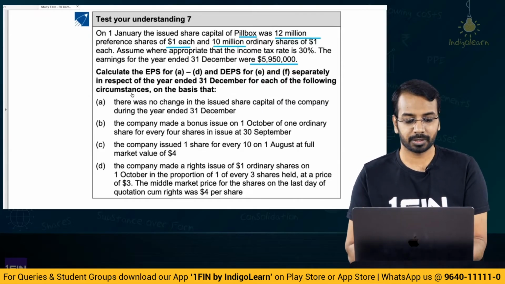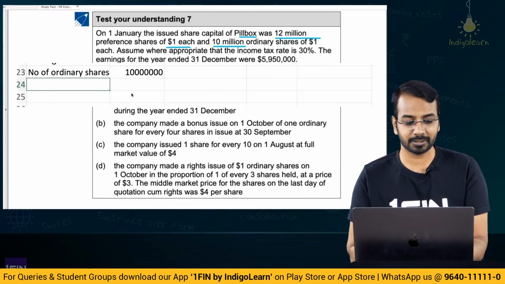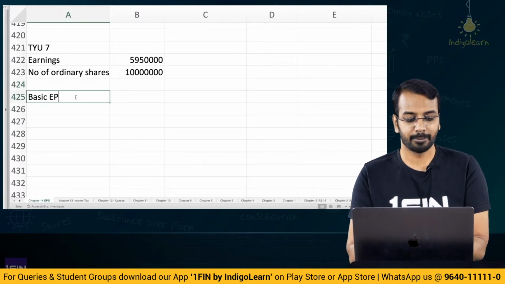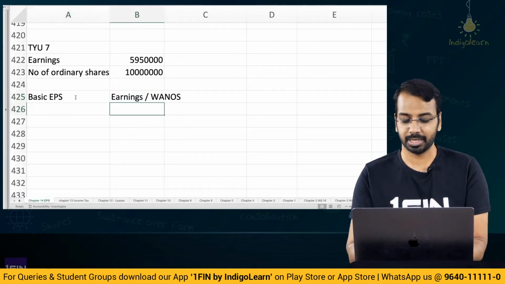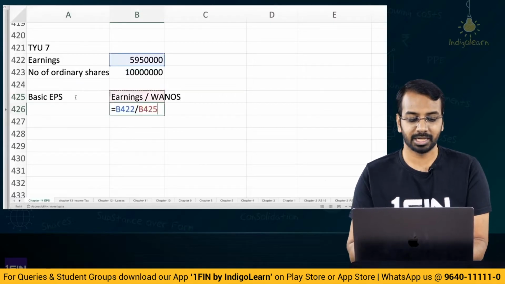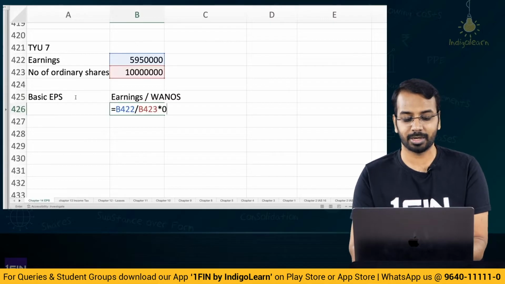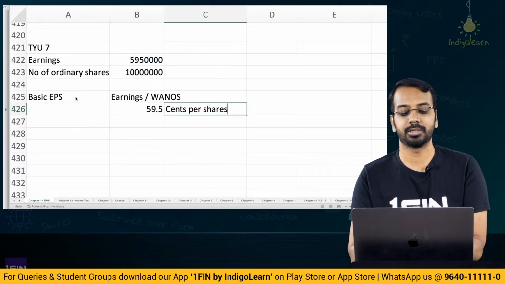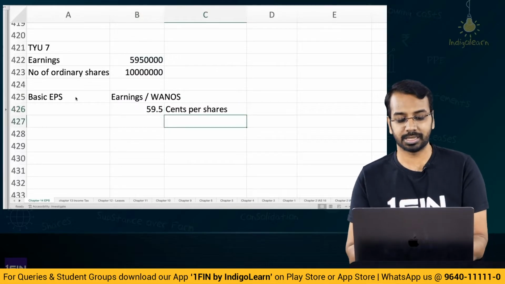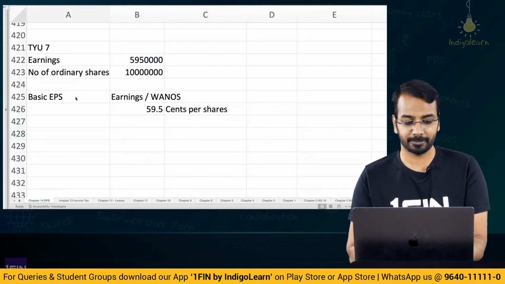So first, what is the basic EPS? Basic EPS is earnings divided by the weighted average number of ordinary shares. So earnings is 595 divided by the number of ordinary shares, multiplied by 100. When you do that, you get 59.5 cents per share. So this is the basic EPS, the first part.